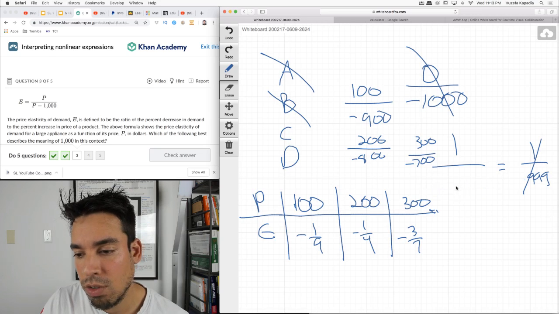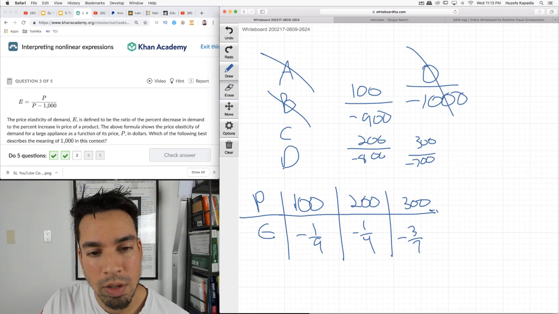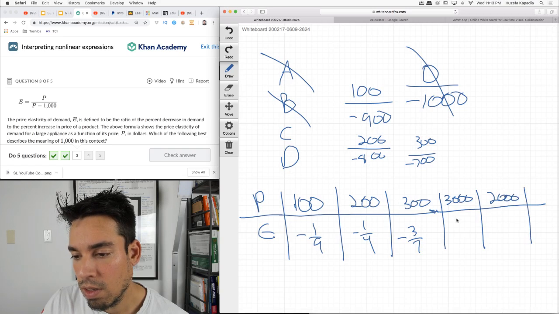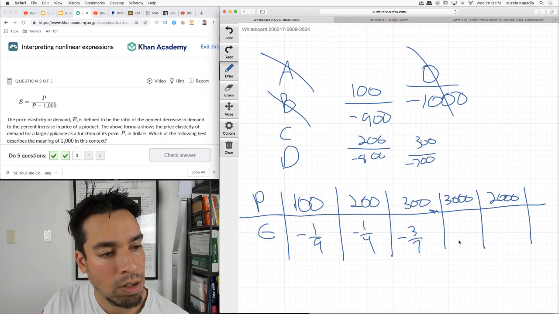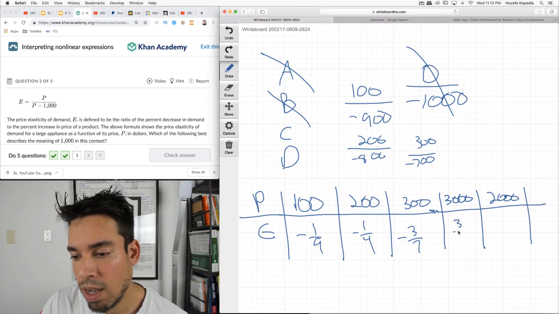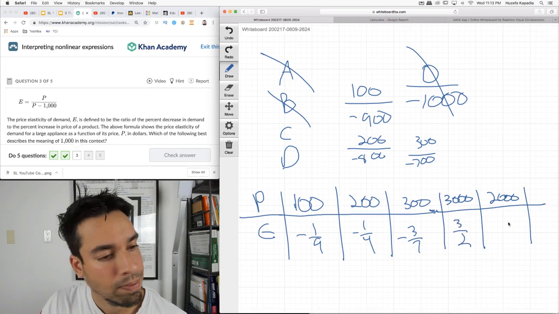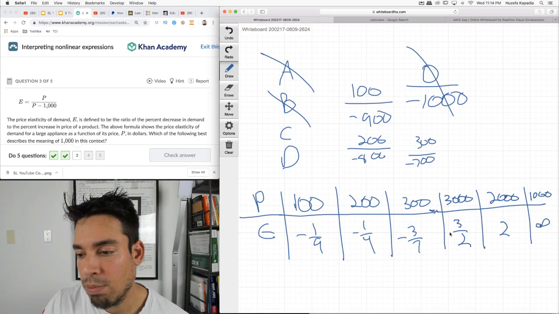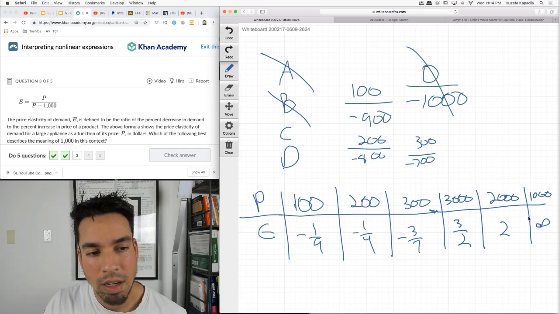Let me try values on the other side of the coin. Let's try 3,000 and then 2,000. So 3,000 is 3,000 over 2,000, which is 3 halves. 2,000 is 2,000 over 1,000, which is 2. So the thing is, as we get closer to 1,000, this would be infinite. This would be undefined. So actually here, as it approaches 1,000, the price elasticity increases.